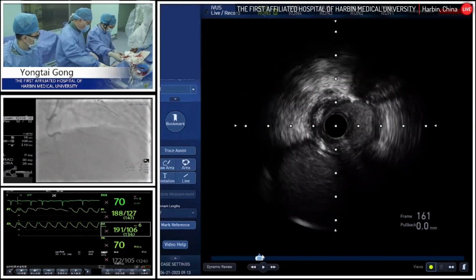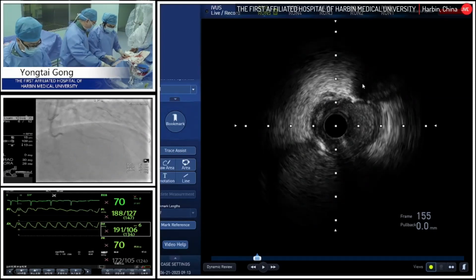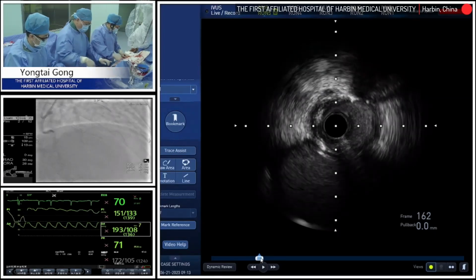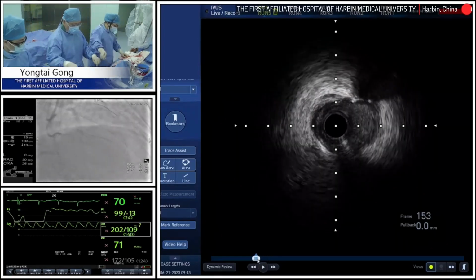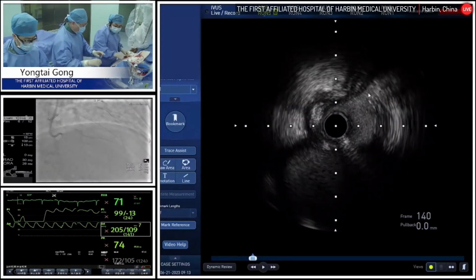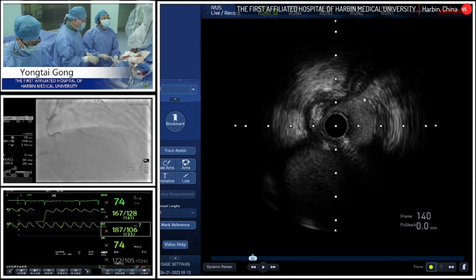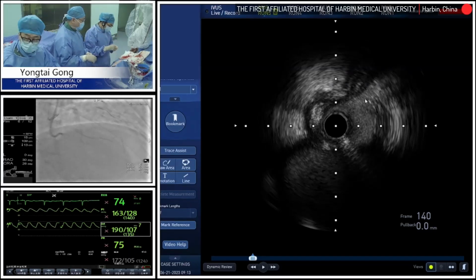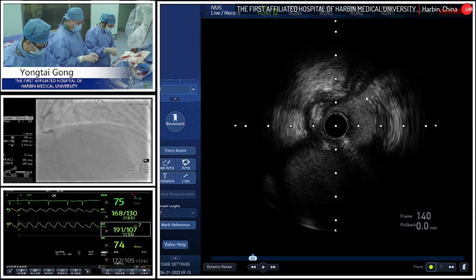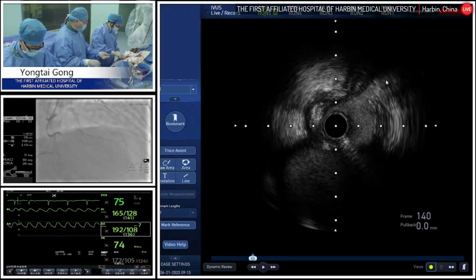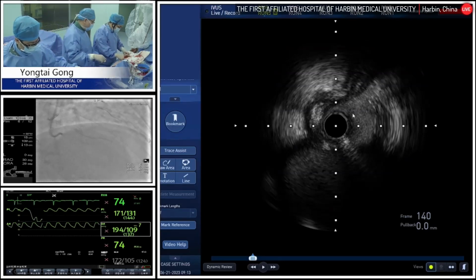Okay, we can see that this is an occluded LAD. And there is a hint, not so clear. We can see that it seems to be a very small entry point from the antegrade. However, I want to emphasize that this entry point is on the side part. It's not in the center part of the vessel.